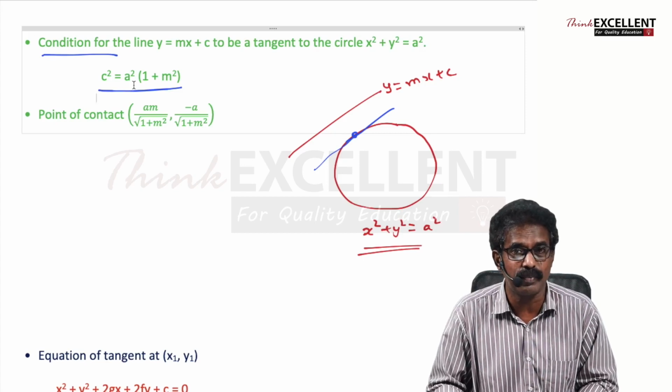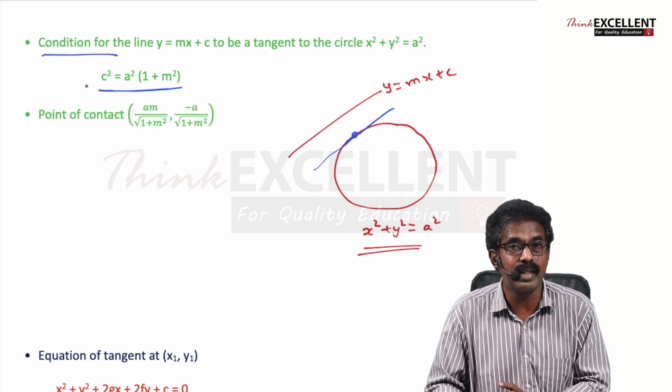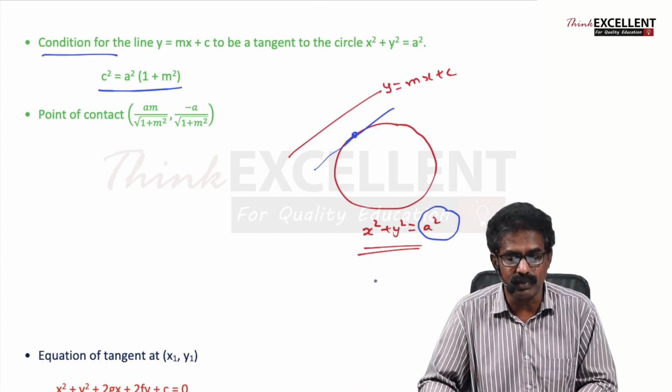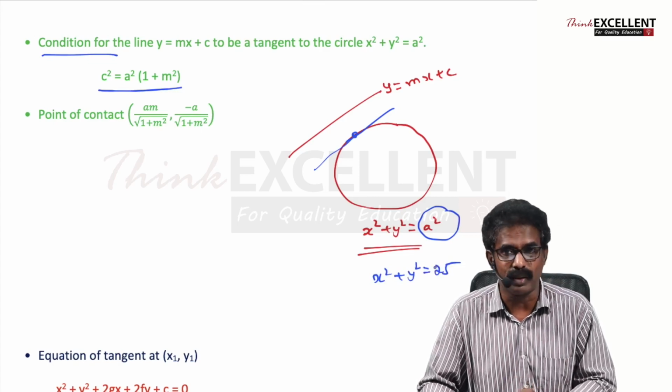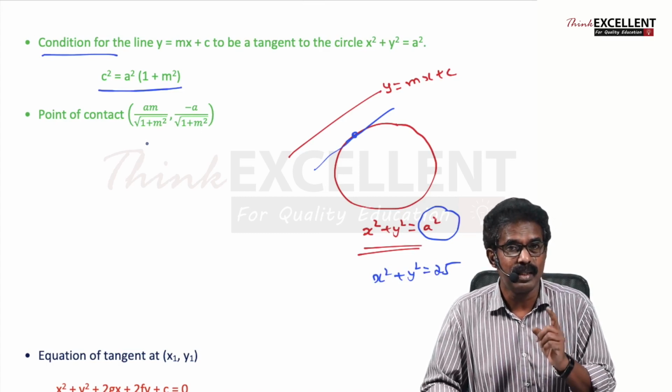Three letters are there. What are the three letters? a, m, c. How can you find a? From the circle's equation you can find a. Suppose they give x square plus y square equal to 25, what is a square? 25. Then m and c, from where can you find m and c? From the line.